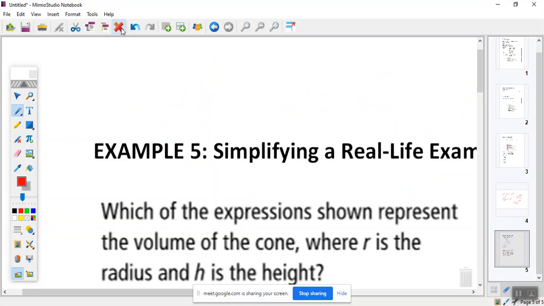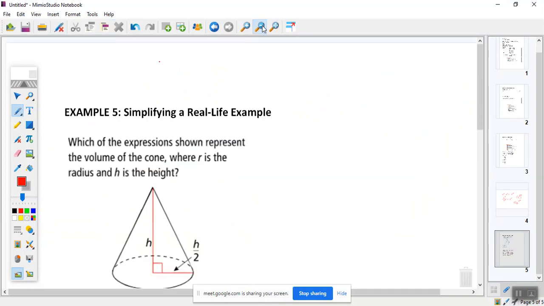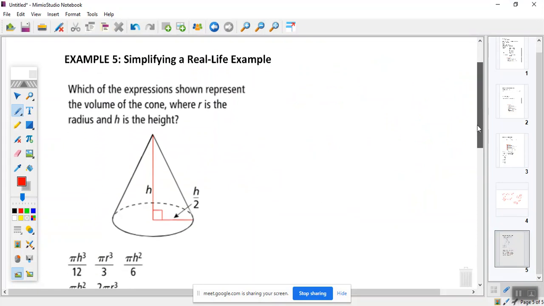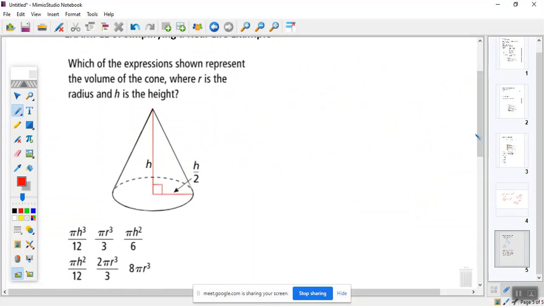Okay. So, up top here, we've got a real life example. And it says, there are some expressions down here that say, which of the expressions shown represent the, what's the word here, kids? Volume of the cone where R is the radius and H is the height. Now guys, take a look at your radius down here from the center out. What do they change your radius to?